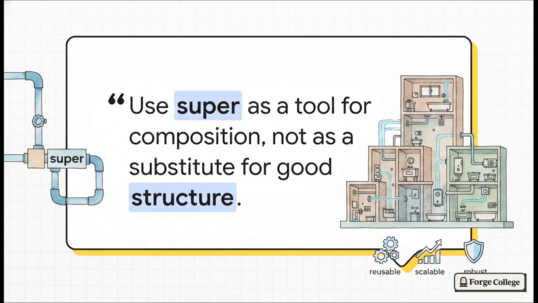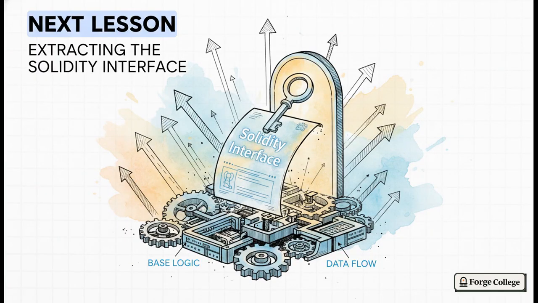Actually, think of it like this. The super keyword is just the plumbing. It simply routes the water. But a well-organized architecture, putting the sinks and pipes in the right, logical rooms, is what actually makes your code reusable, scalable, and robust. Okay, our blueprint is officially verified. We've built a hierarchy that minimizes duplication, enforces single responsibility, and safely uses C3 linearization to trigger expected events.